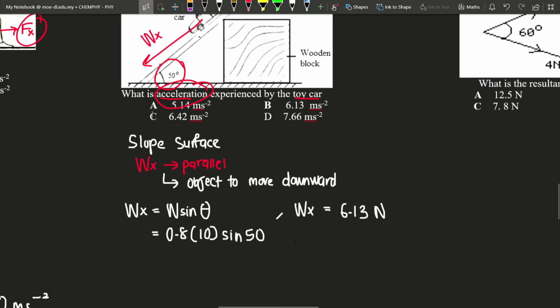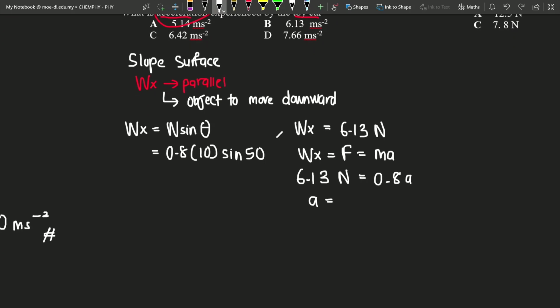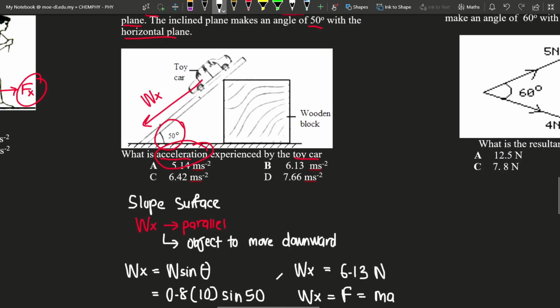You know that Wx is also a force, is also F. So, Wx is equal to F, which is also equal to ma. 6.13 Newton equal to 0.8 a. Therefore, you can find our a, acceleration, which is 6.13 divided by 0.8. So we will get 7.66 meter per second square. So you see, we understand the concept first and then you just substitute with the formula. So we will get our answer D, 7.66 meter per second square.